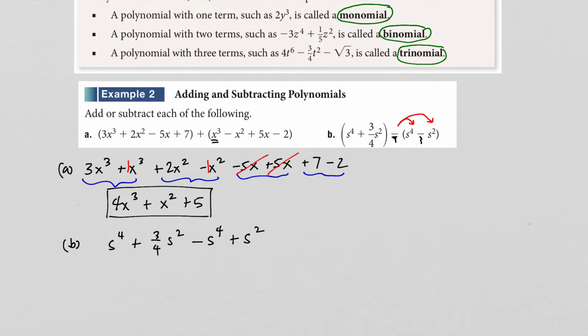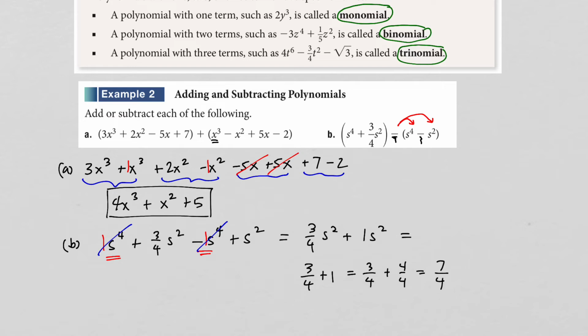Now, when we group the like terms together, you don't actually have to write them next to each other. We can simply identify that we have 1s to the fourth here, and we have negative 1s to the fourth there. So those are actually just going to cancel each other out. And then what we end up with is 3/4 s squared plus 1 s squared. And to do this, we just need to add the numbers 3/4 plus 1. And that, of course, is 3/4 plus 4/4, which is 7/4. So this becomes 7/4 s squared.